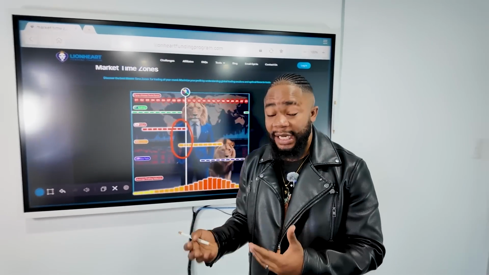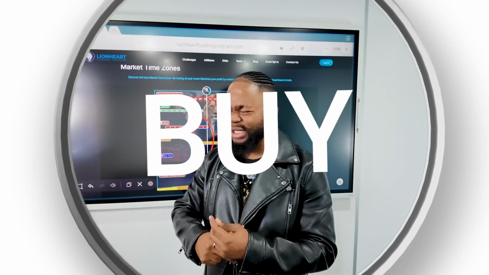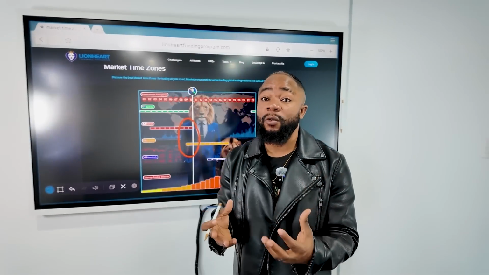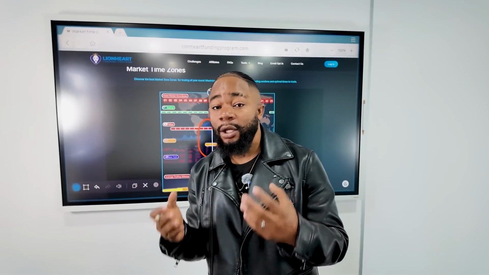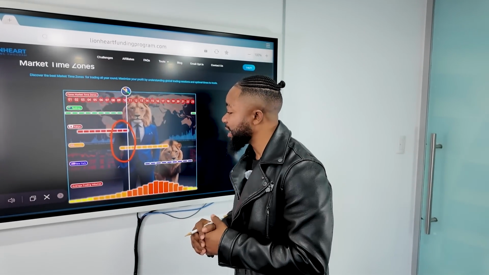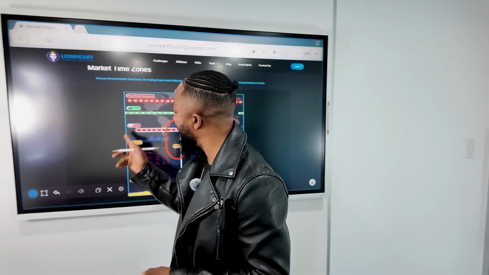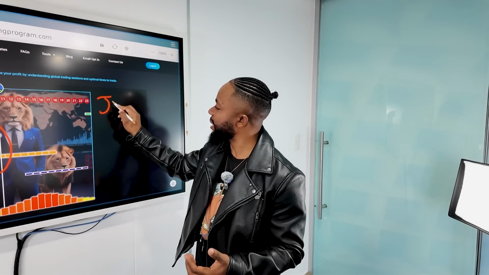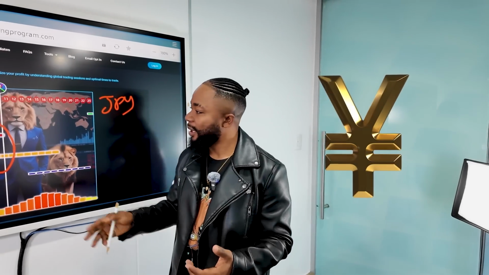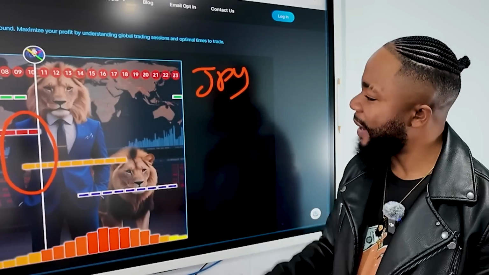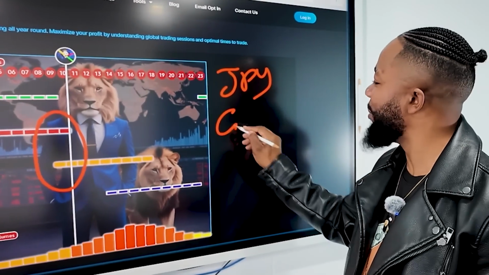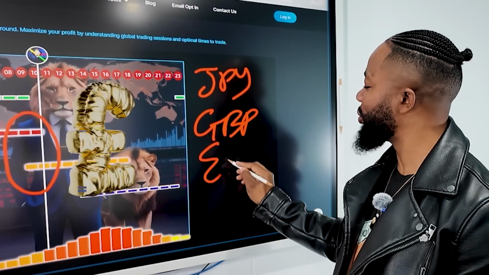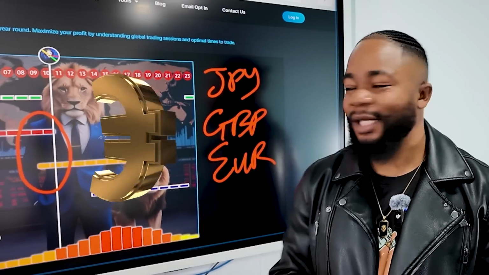That's why sometimes you do your analysis, you place a buy and you see, boom, the market immediately goes in your direction and hits your take profit. That's because you were able to place that trade at a moment where the volatility in the market is high or the liquidity in the market is very, very high. So we have Tokyo. In Tokyo, we have the Japanese yen, any currency pair in Tokyo, we have the Japanese yen. And in London, we have the Great Britain pound, and we also have the euro.